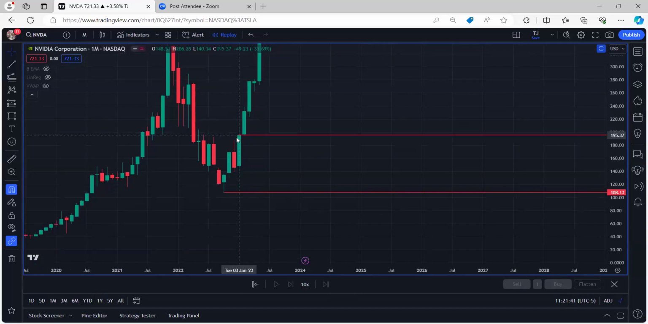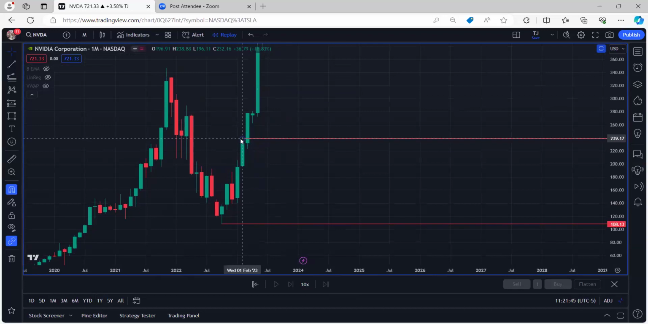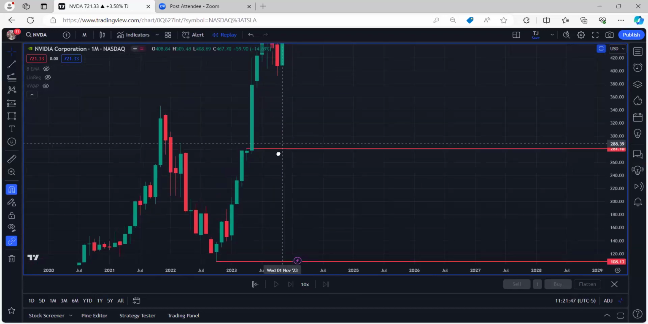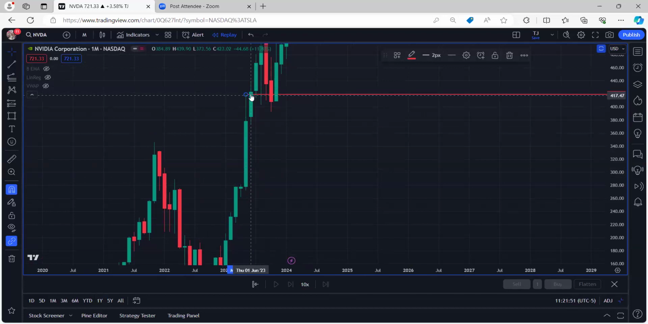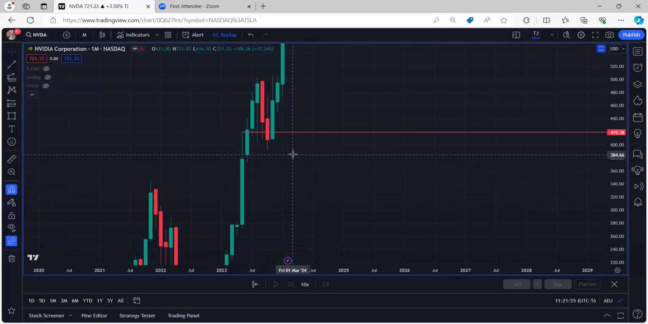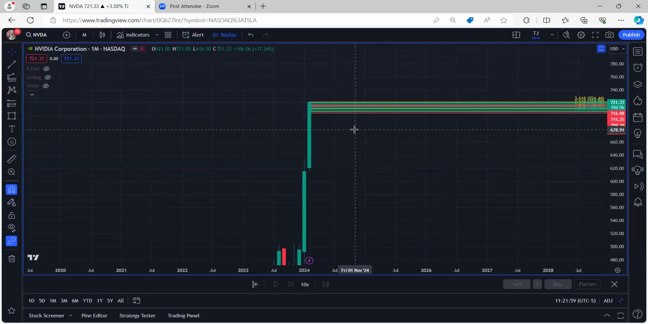It doesn't hit this, so you're still waiting. It doesn't hit this, so you're still waiting, right? But then price action hits this one. Even if you got in at 419, that's okay. To be honest with you, this will probably be over $1,000 by the end of the year. I've been telling y'all that for a long time.